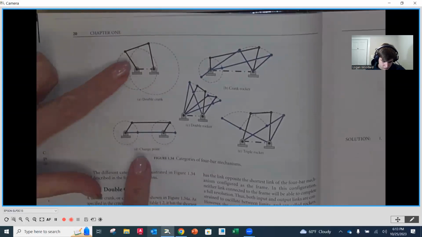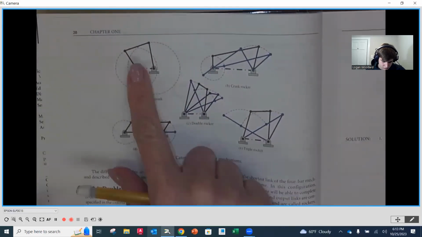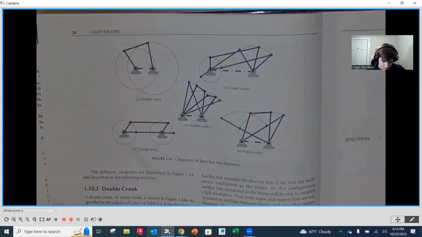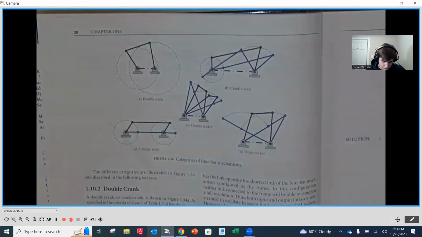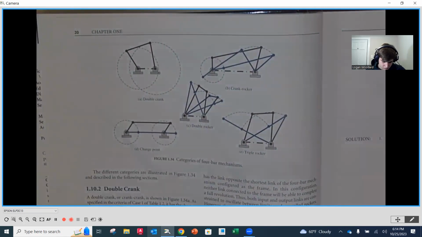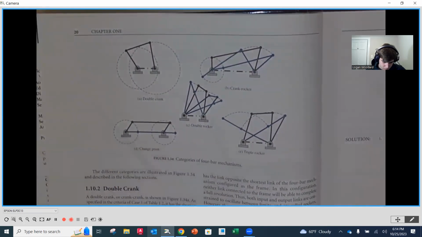We've got 2 double cranks identified here. The smaller one is normally considered the crank, or the input. We have one smaller crank and then a larger one, but when this mechanism is engaged, they both create complete circles on the input and on the output. That's why it's called a double crank, because there are 2 cranks. A crank goes a full 360 degrees. Same thing over here. This is called a change point mechanism, but the circles they make are equal in size.